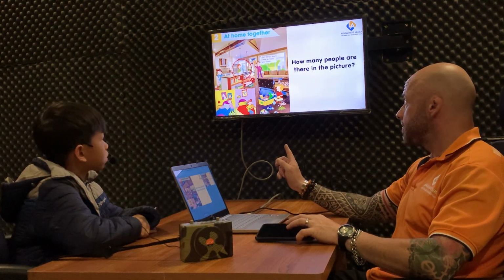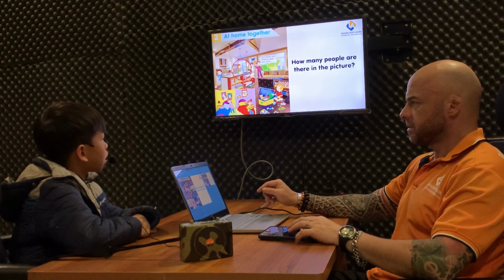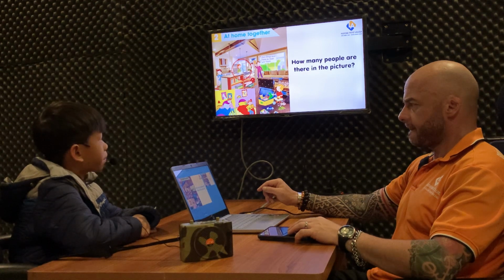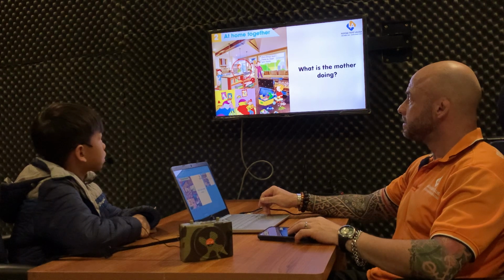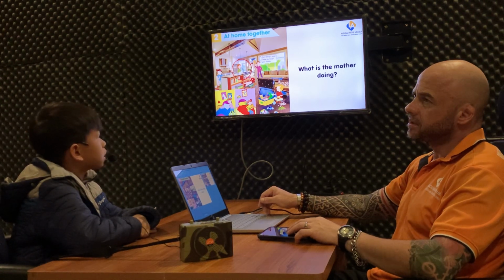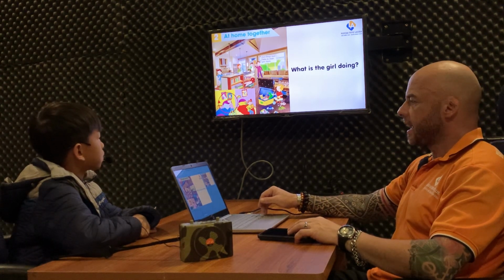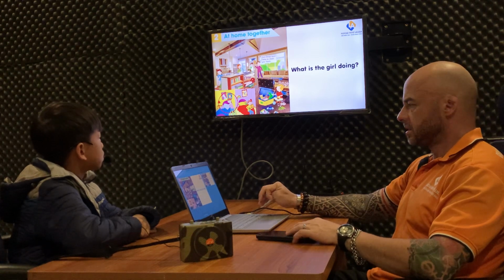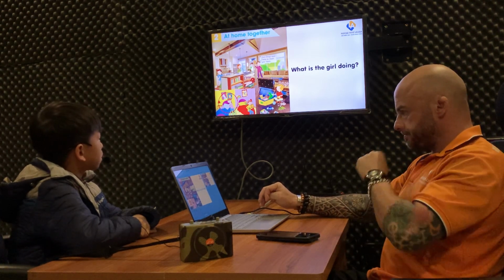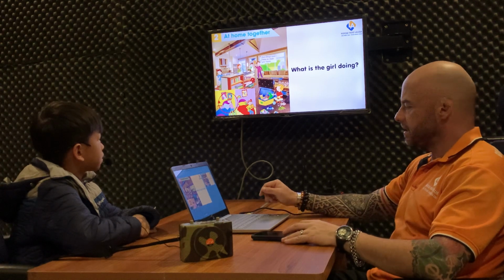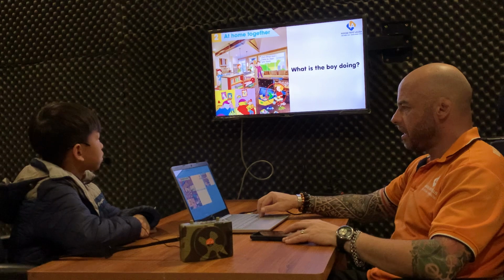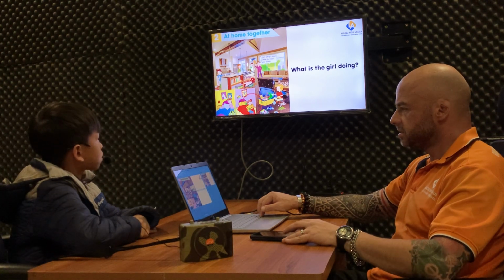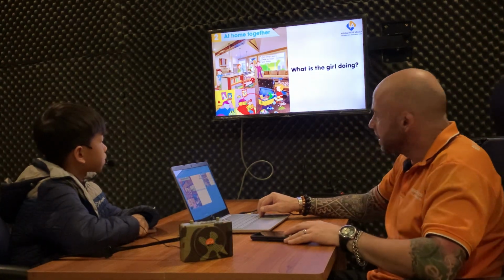Take a look here. How many people are in the picture? There are 7 people in the picture. Right. What is the mother doing? The mother is washing up. Okay, good. And what is the girl doing? The girl is making the bed. Making the bed, that's right. Okay. What is this girl doing? The girl is cleaning the shoes. Cleaning the shoes, that's right.